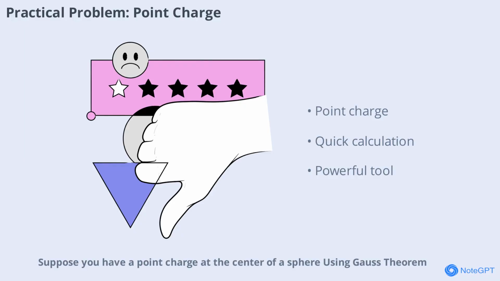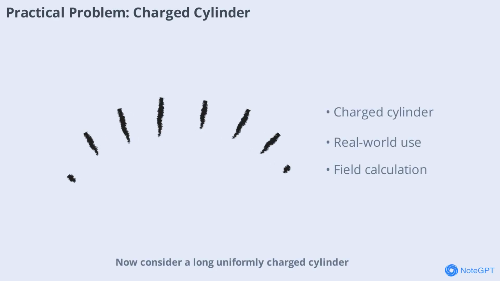Let's work through a practical example. Suppose you have a point charge at the center of a sphere. Using Gauss theorem, you can quickly calculate the electric field at any point on the surface, demonstrating the theorem's power and simplicity. Now, consider a long, uniformly charged cylinder. By choosing a cylindrical Gaussian surface, Gauss theorem allows us to find the electric field at any distance from the axis, showcasing its utility in real-world scenarios.